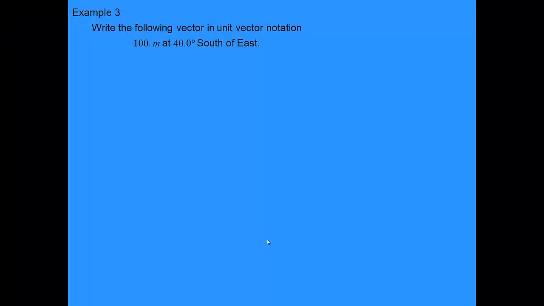So let's do a little two-dimensional problem, because I've never really seen them ask you this in 3 dimensions. We'll break it up into basically its perpendicular components so that we can write it in unit vector notation. Two-dimensional unit vector notation, but still. So we're going to have a vector that's 100 meters at 40.0 degrees south of east.